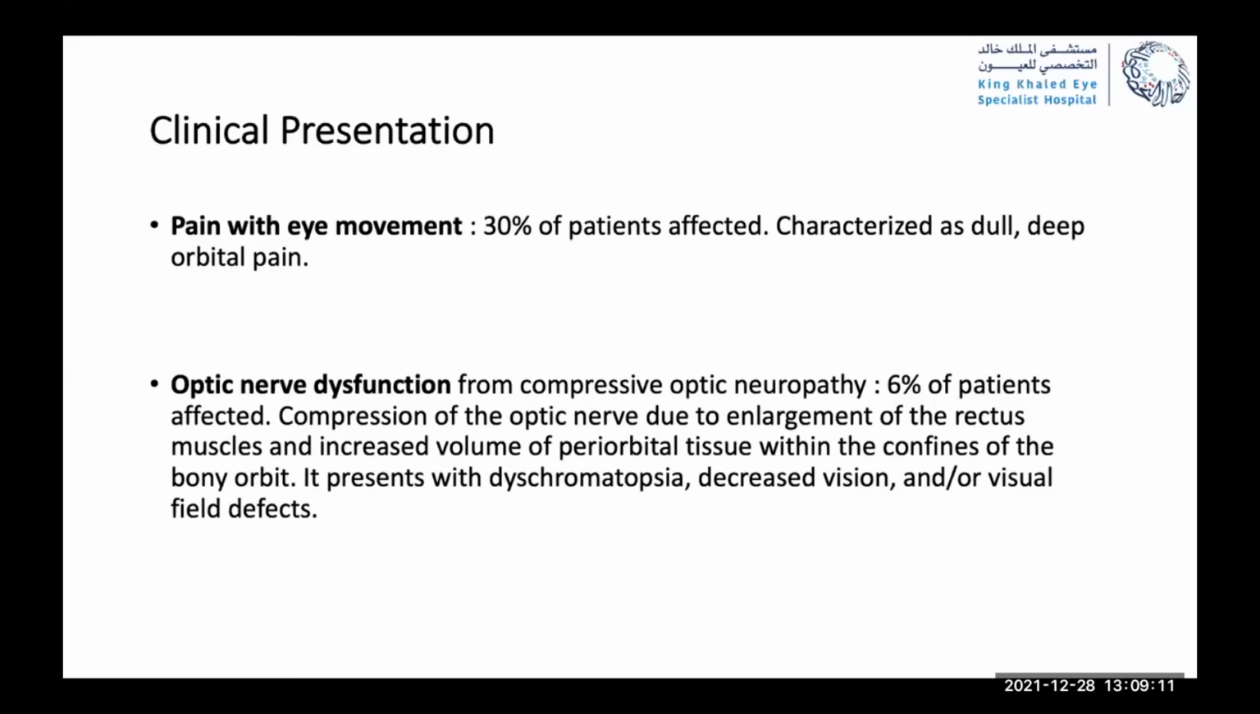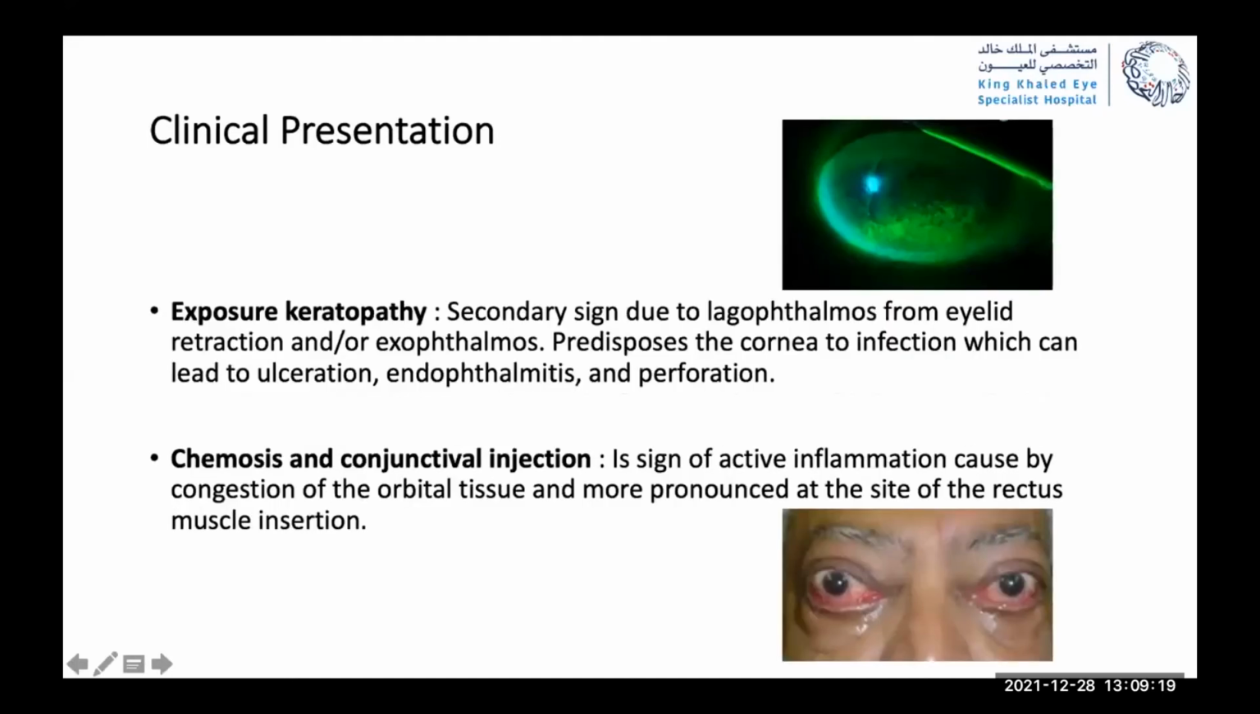It presents with dyschromatopsia, decreased vision, and/or visual field loss. Exposure keratopathy is a secondary sign due to lagophthalmos from eyelid retraction and/or exophthalmos that predispose, as you know, the cornea to infection, which leads to ulceration, endophthalmitis, and perforation. Chemosis and conjunctival injection is a sign of active inflammation caused by congestion of the orbital tissue and is more pronounced at the site of the rectus muscle insertion.